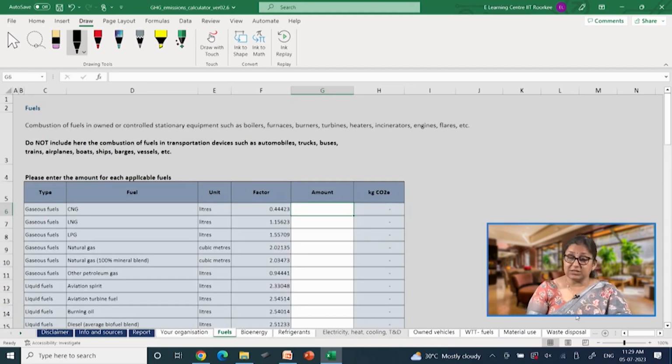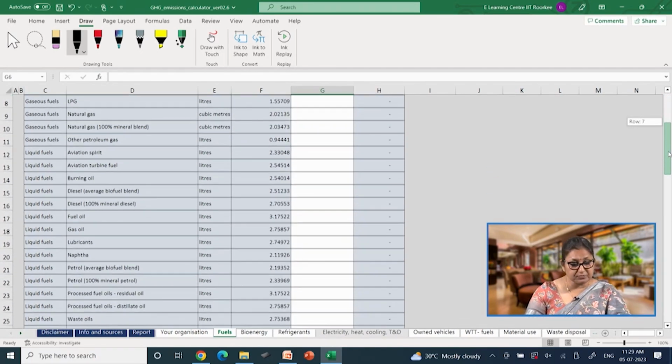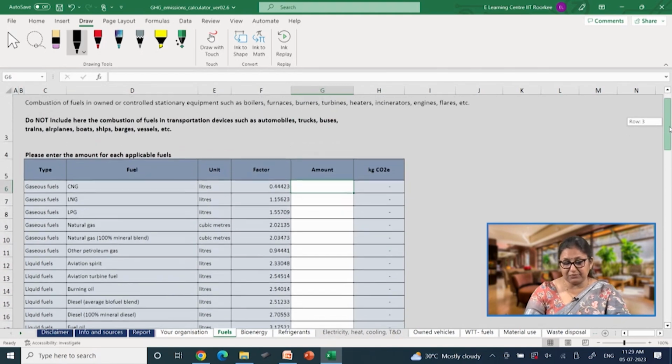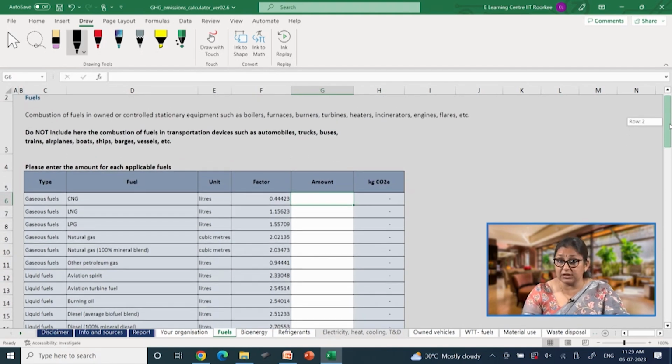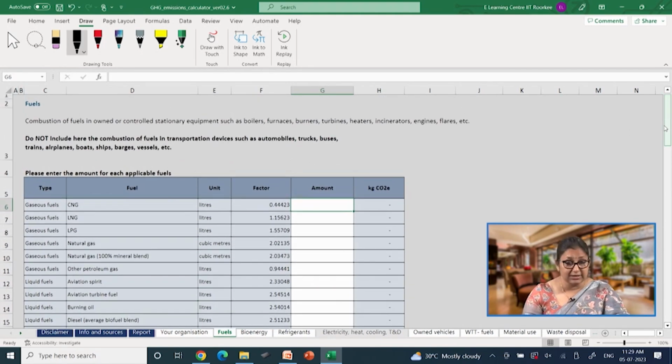So, this first tab is requiring us to answer what are the different types of fuels that are consumed. It is automatically coming with a factor. These are the default emission factors, because I did not select a country. Had I selected a country, these default factors would automatically change. We cannot change them, but these default factors will change.